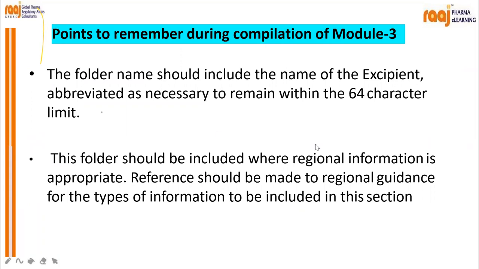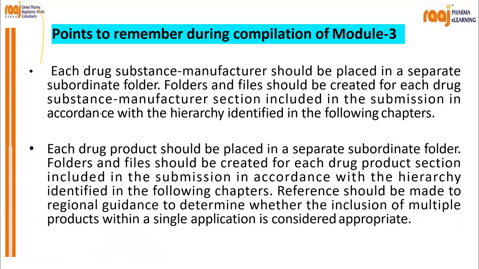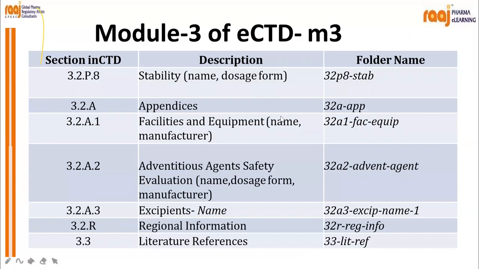Now these points you have to remember. The folder name should include the name of the excipient, abbreviated as necessary to remain within the 64 characters. So when you give the file name, the file naming convention by using the hyphen should not go beyond 64 characters. Then this folder should be included where regional information is appropriate, and reference should be made to regional guidance for the types of information to be included in this section. I hope Module 3 is pretty clear now.